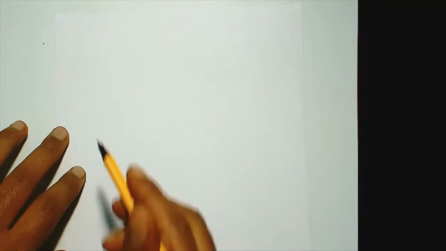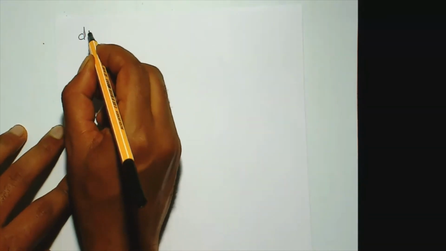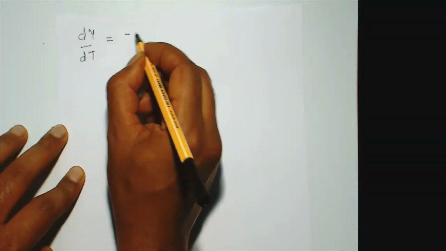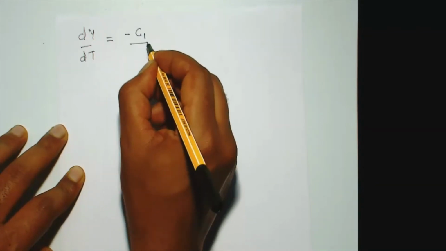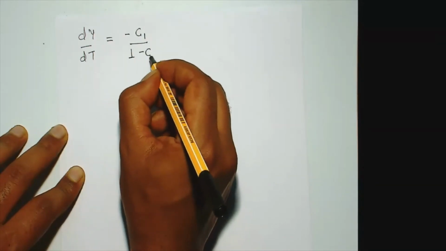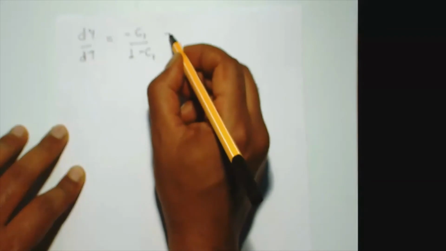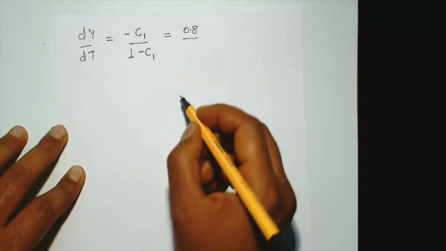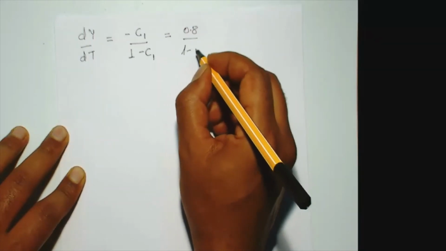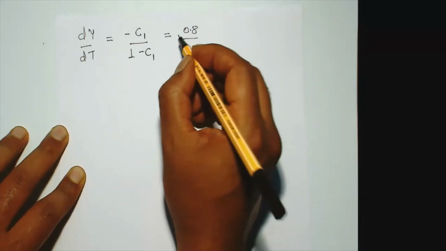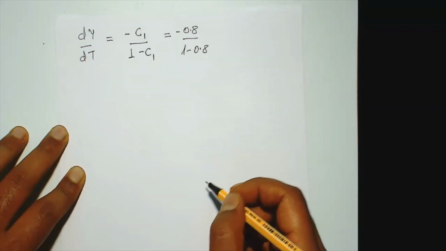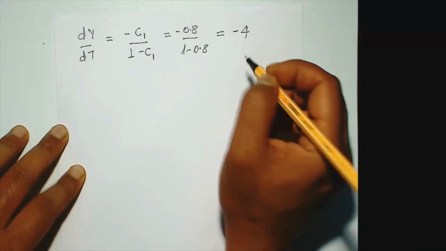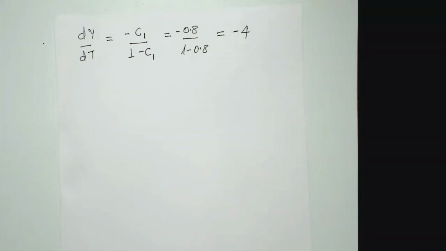So this is to say, in scenario D, we are asked to calculate dy over dt, which we have already identified to be minus C1 over 1 minus C1. So if I calculate this one, I would have 0.8 as marginal propensity to consume, 1 minus 0.8 in the denominator, and this would still remain minus, and the final value that I would get would be minus 4.